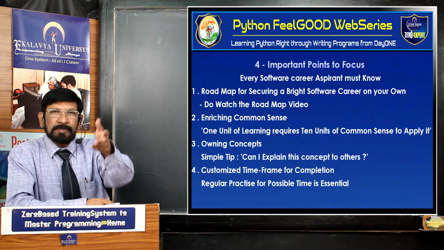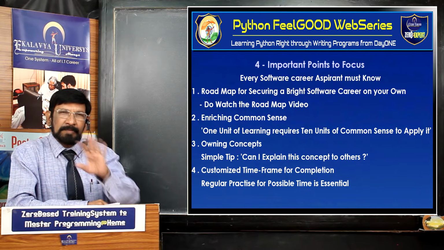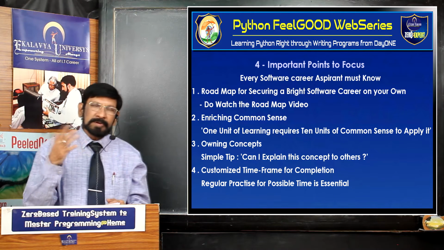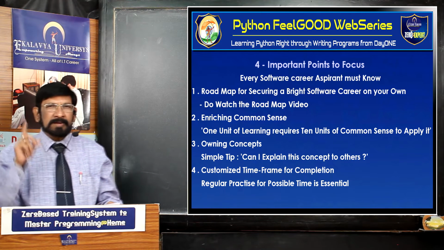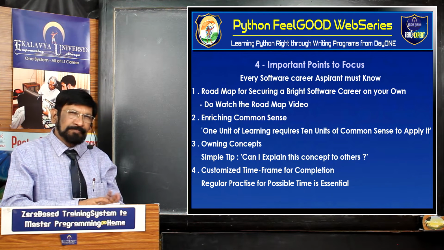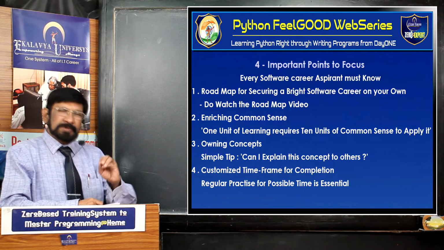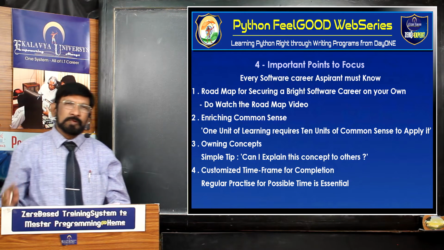That means if you don't have common sense, you mechanically do something, but you cannot do it proficiently. That's why 1 unit of learning requires 10 units of common sense to apply that. That point you have to understand. And in every possible situation, I will explain to you how to improve your common sense.